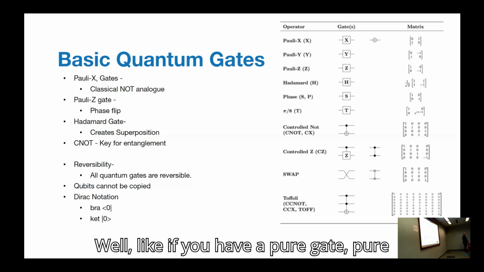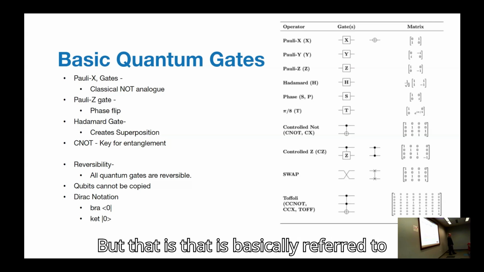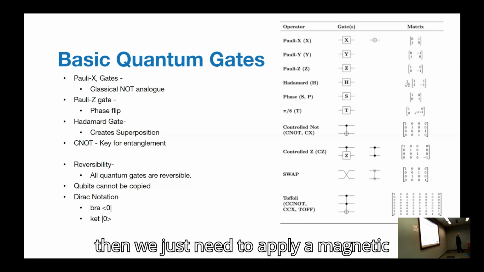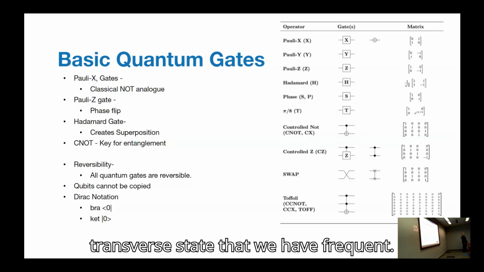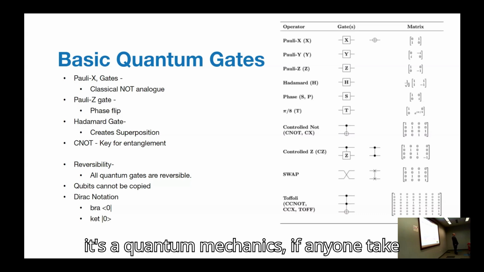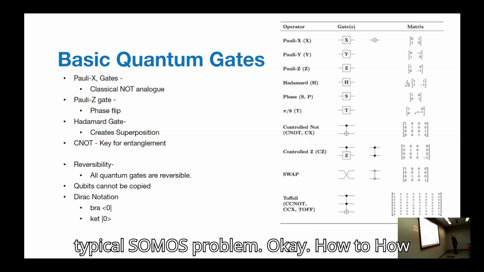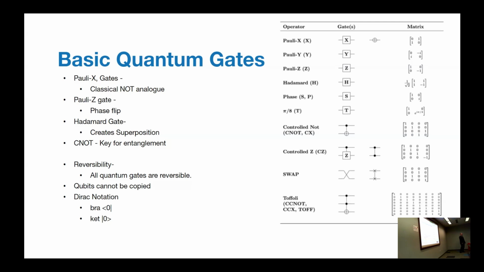Well, if you have a pure state, 1 or 0. Yes, sir. That is basically referred to a particular direction. Yes, sir. And then we just need to apply a magnetic field with the right size, the right duration of magnetic field, in the transfer state, then we can break it. In other words, it is not easy. It is quantum mechanics. If anyone takes my class, you will know it, it's a typical formal problem. How to make a pure state and mix it into superposition. Okay. Thank you very much.